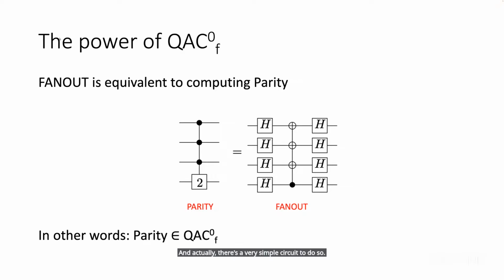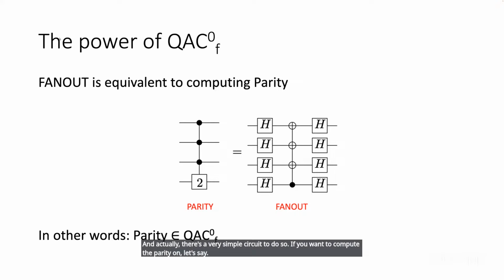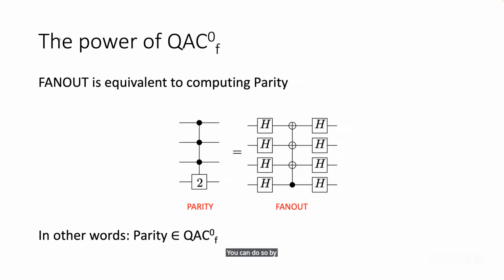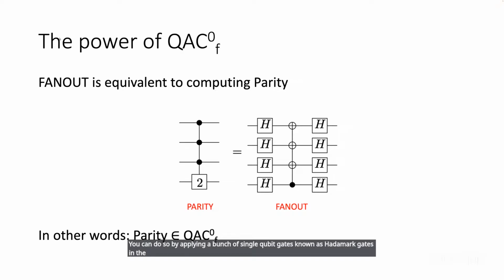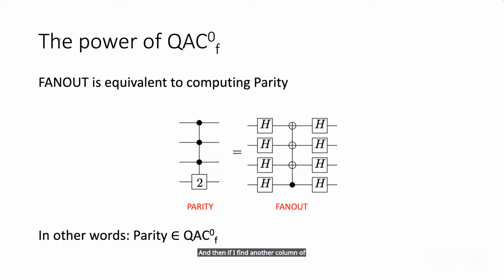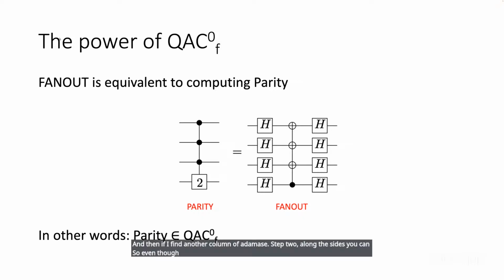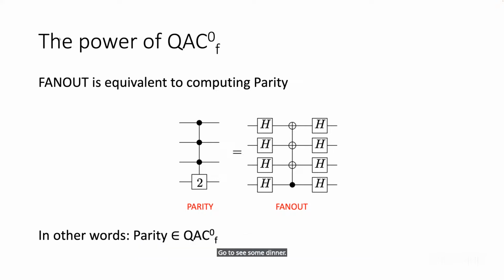If you want to compute the parity on, let's say, a bunch of input bits and save the parity into the last bit, you can do so by applying a bunch of single qubit gates known as Hadamard gates in the beginning, apply a fan-out, and then apply another column of Hadamard gates. So even though this is a reasonable analog of classical AC0, you already see some difference. Parity cannot be computed by classical AC0, but with fan-out in the quantum setting, it can.